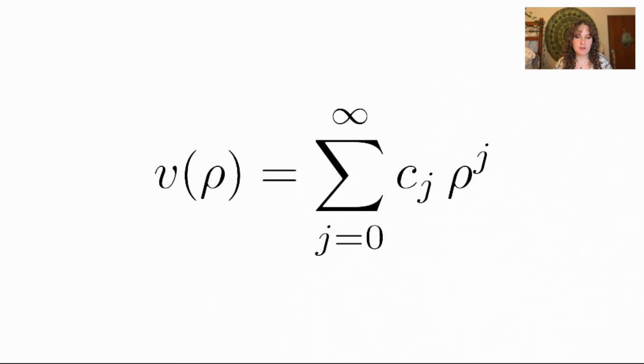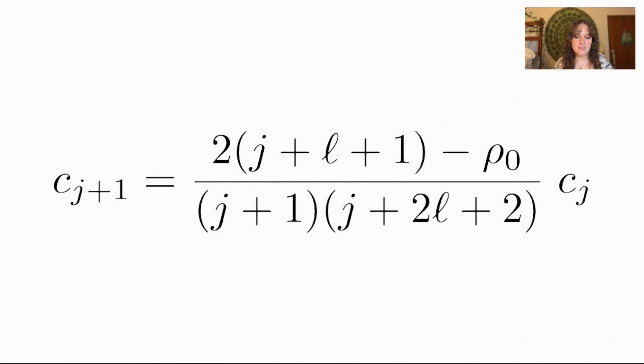Now we get our power series. Assume v is a power series, plug it in, and grind through the algebra. You end up with a recursion relation. This is the hydrogen version of the harmonic oscillator's recursion relation. Different formula, same rule. It tells you how to build each coefficient from the previous one.